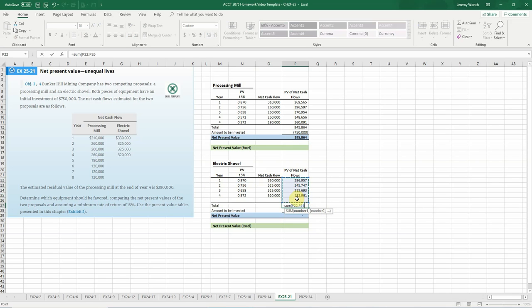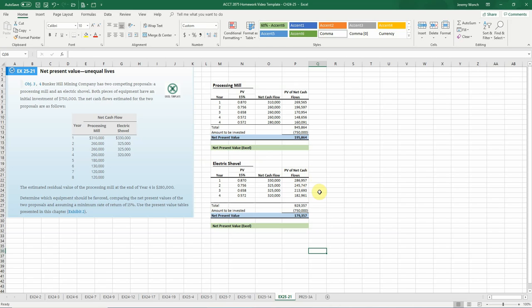Add them up. We're going to have cash flows of $929,357. Subtract out our initial investment, and we're going to have a net present value of $179,357. So by looking at this, it looks like it's going to be a better deal to go with the processing mill. That's going to give us a higher net present value over the 4 years. So it looks like that is the better investment.